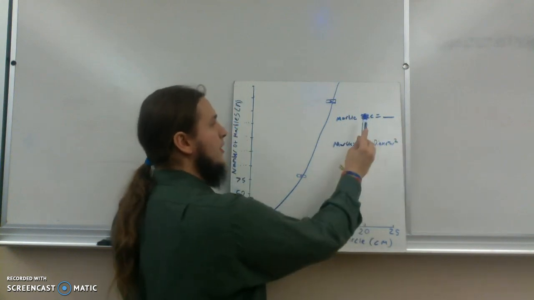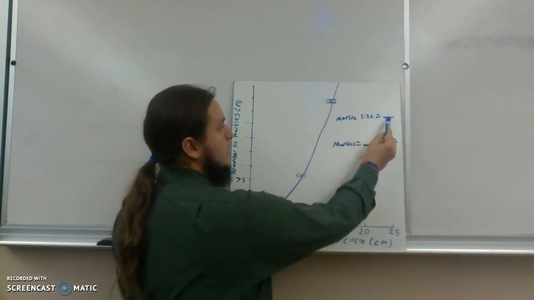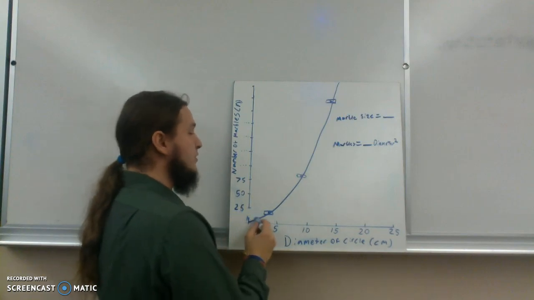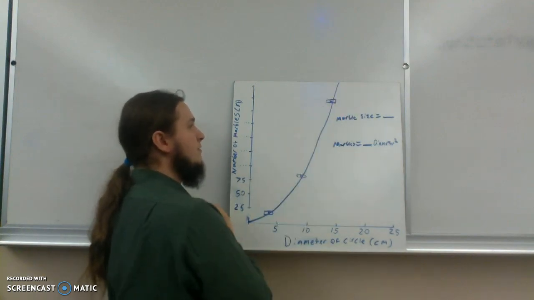Now the next thing you want to put on your graph is the marble size. So you take one of the marbles, measure it, and put the size on right there as well. Then finally you're going to trace your curving pattern going through the center of all of the data points.